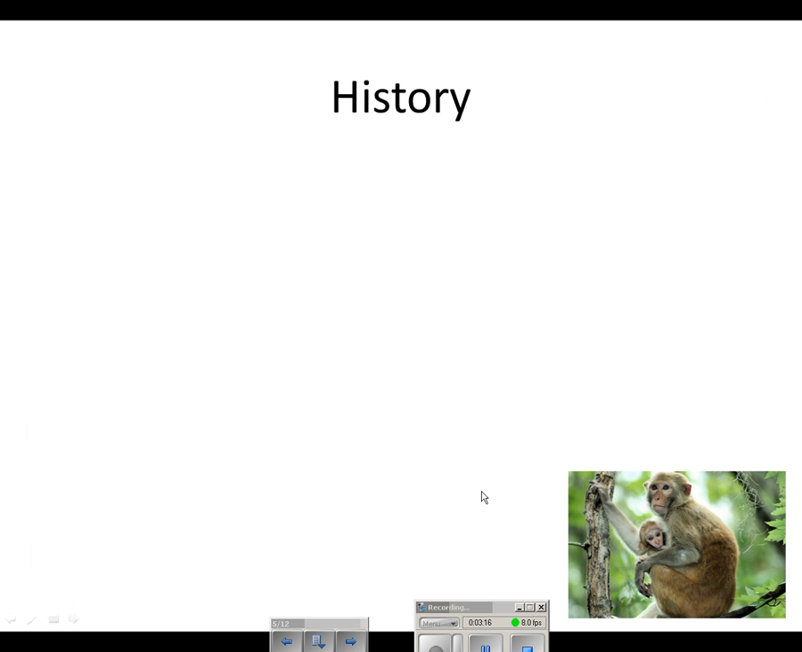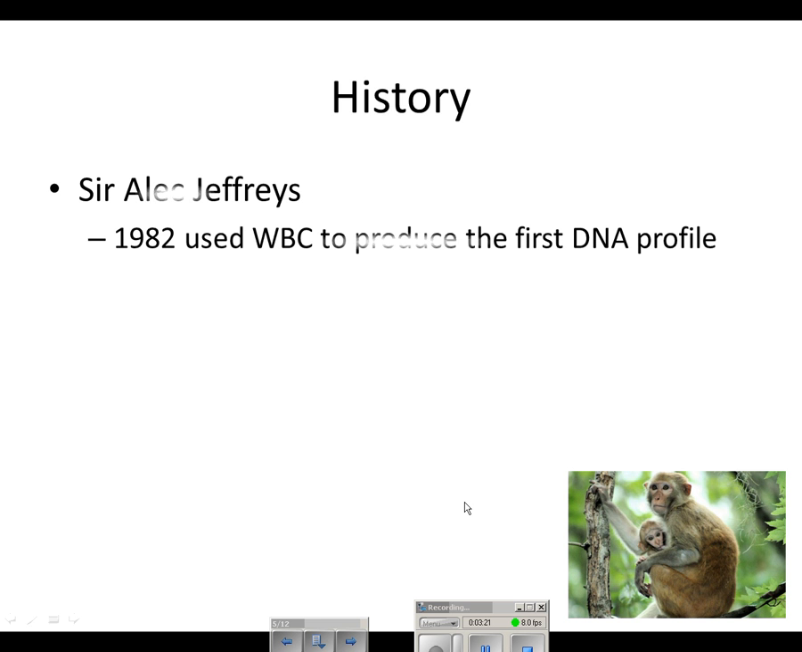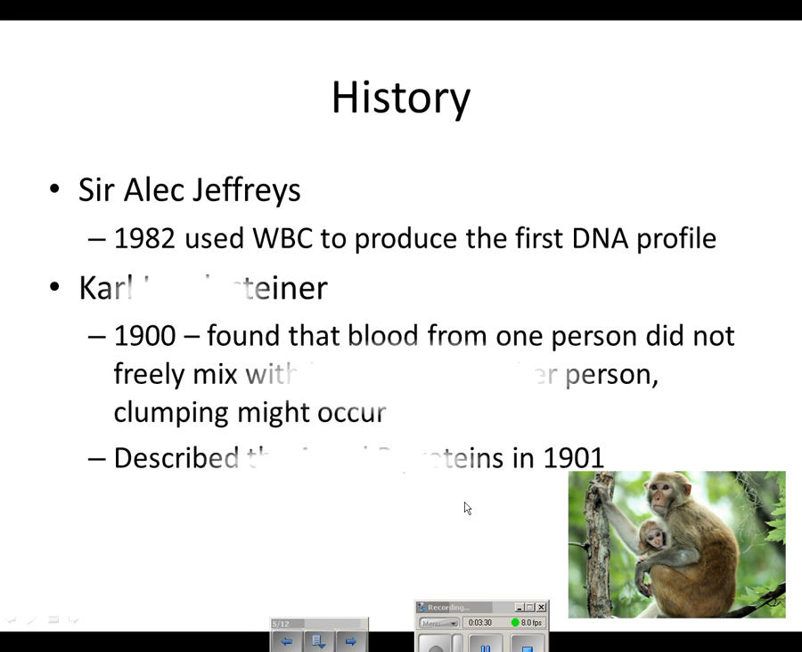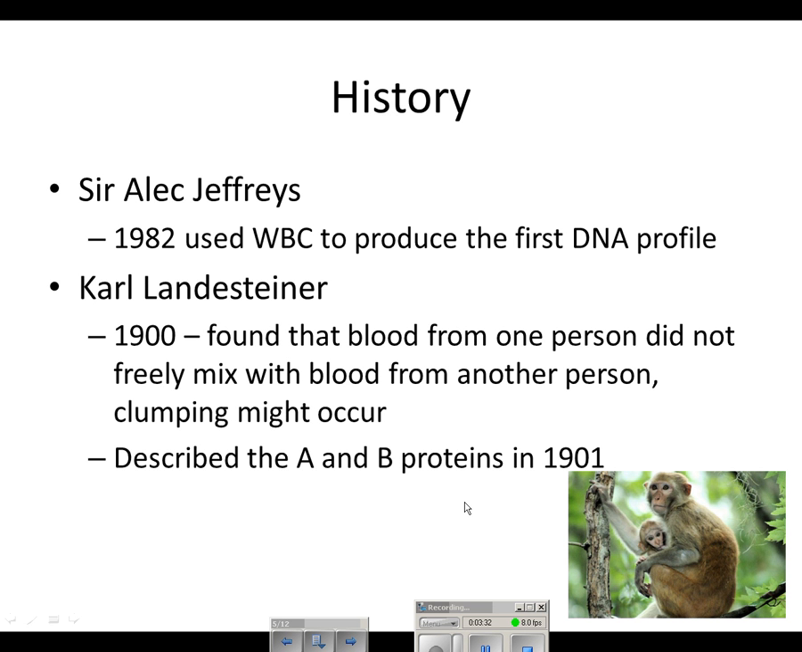And a little history on red blood cells and white blood cells. In 1982, Sir Alec Jeffreys actually used white blood cells to produce the first DNA profile. Way before that, in 1900, Carl Landsteiner found that blood from one person did not freely mix with blood from another person, and he described the A and B proteins in 1901. So remember that we have A blood and B blood, but these are the only proteins that you'll find. You might have both proteins and have AB blood, which we'll take a look at later.